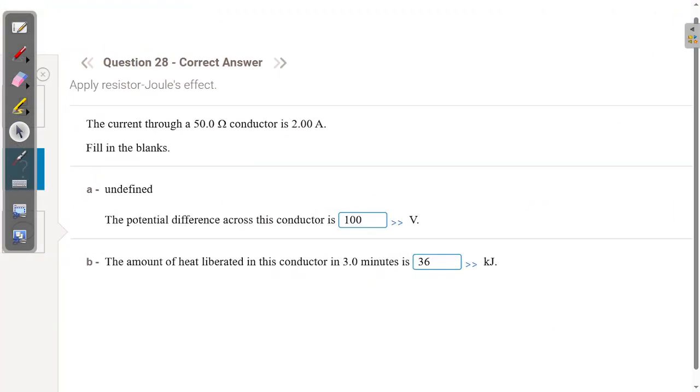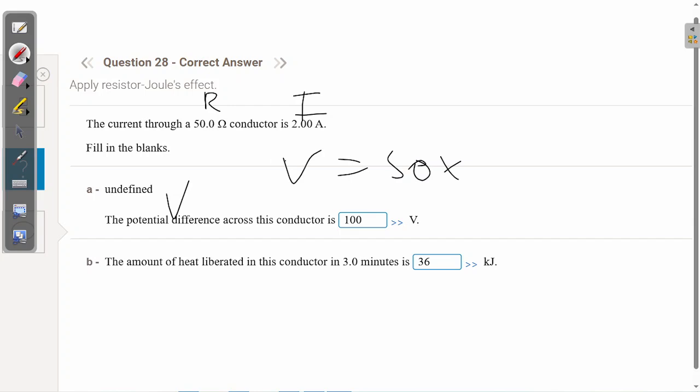Okay, current is 2 amperes and resistance is 50. They want the voltage, potential difference. You know, V equals IR, so it is equal to 50 times 2, which is 100 volts.